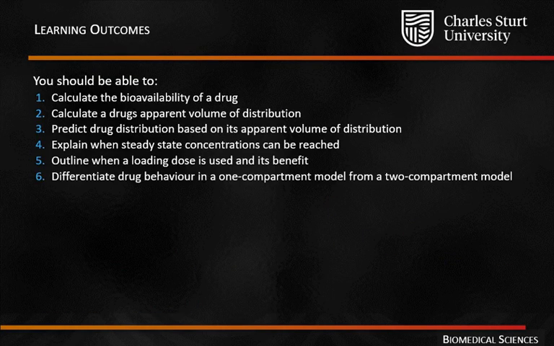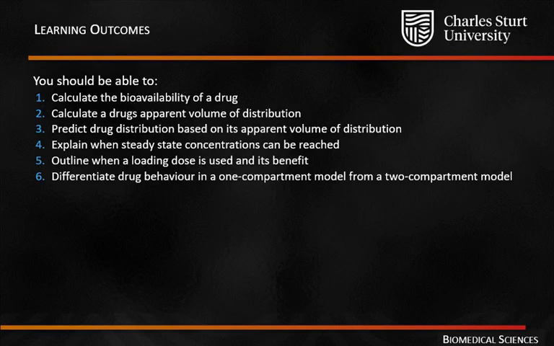All right, so back to the learning outcomes. So you should be able to calculate the bioavailability of a drug using area under the curve values. You should be able to calculate a drug's apparent volume of distribution based on plasma concentrations and the amount of drug that is being used. You should be able to predict the drug distribution based on its apparent volume of distribution, so very small ones being trapped in the plasma, and to the other extent where you have very large volumes of distribution where you're starting to get high tissue affinity for certain tissues.